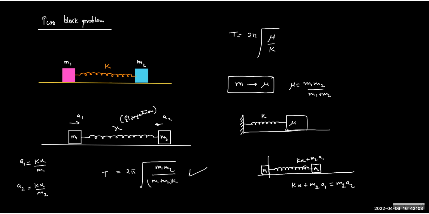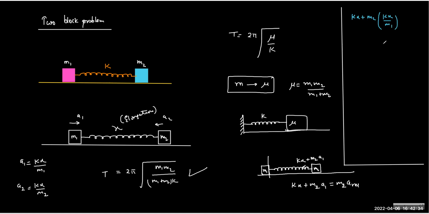This will be a relative acceleration because this is the frame, so we call it A relative. So this is how we can write it, and then you just need to substitute the value. Let me solve it here. We have space somewhere, so I can write here. So Kx plus M2 A1 is how much? Kx by M1, right? And this equals M2 into A relative.